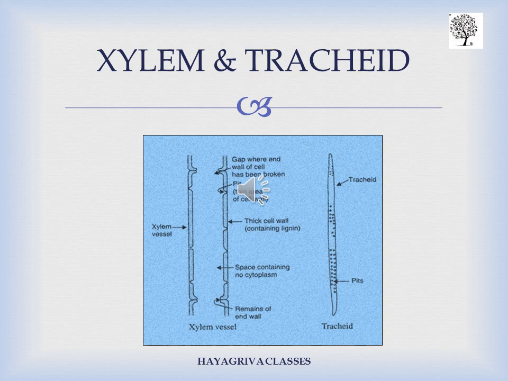So what you see here is the picture of xylem and tracheid. The xylem is on the left side. Can you see? It is long, like a tube, and there are gaps where the cell wall has been broken, and wherever there are thin areas, we call it a pit, and there is a thick part. In that thick part only lignin will be present, and there will be no cytoplasm, and that is the end of the wall. But on the right hand side you can see the tracheid, how it looks, like a worm. It is long and tapering, and you can see those dot like things, those are the pits.